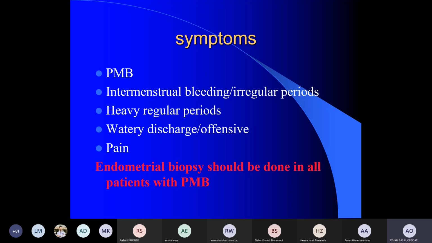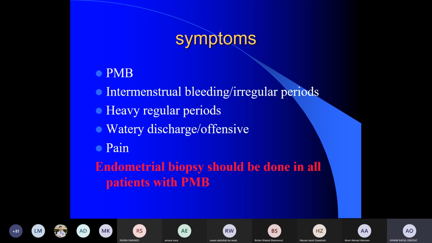Okay. The commonest symptom for endometrial cancer is postmenopausal bleeding, and therefore postmenopausal bleeding is a very serious symptom. And what I really need you to know, if I want one message from this lecture, is just to know that any patient with postmenopausal bleeding should have endometrial biopsy to rule out endometrial cancer. Okay.